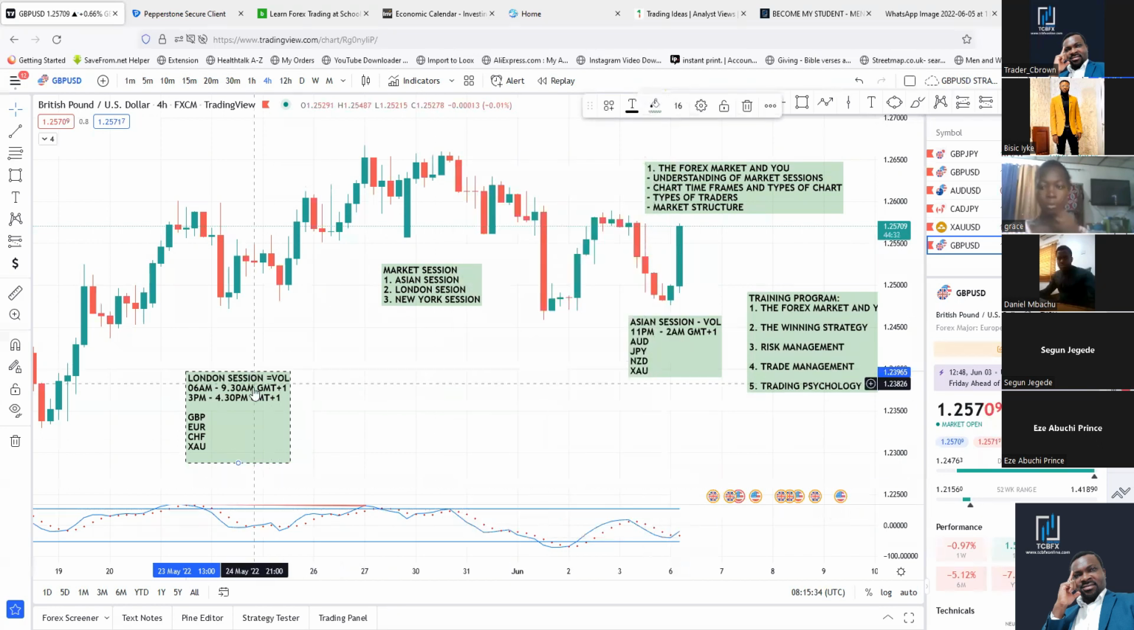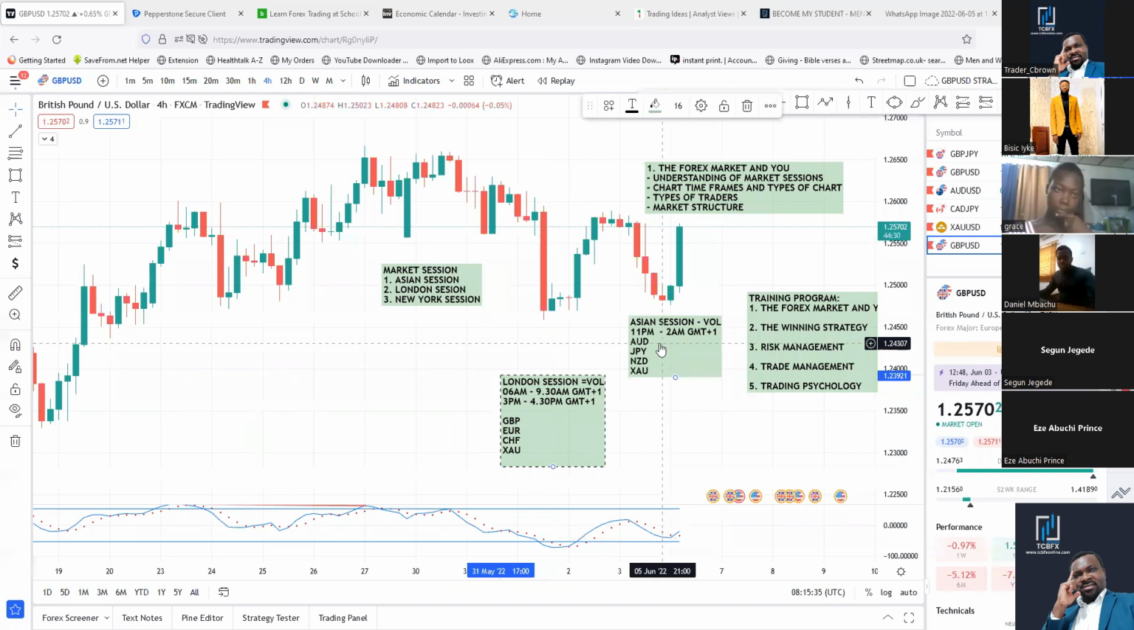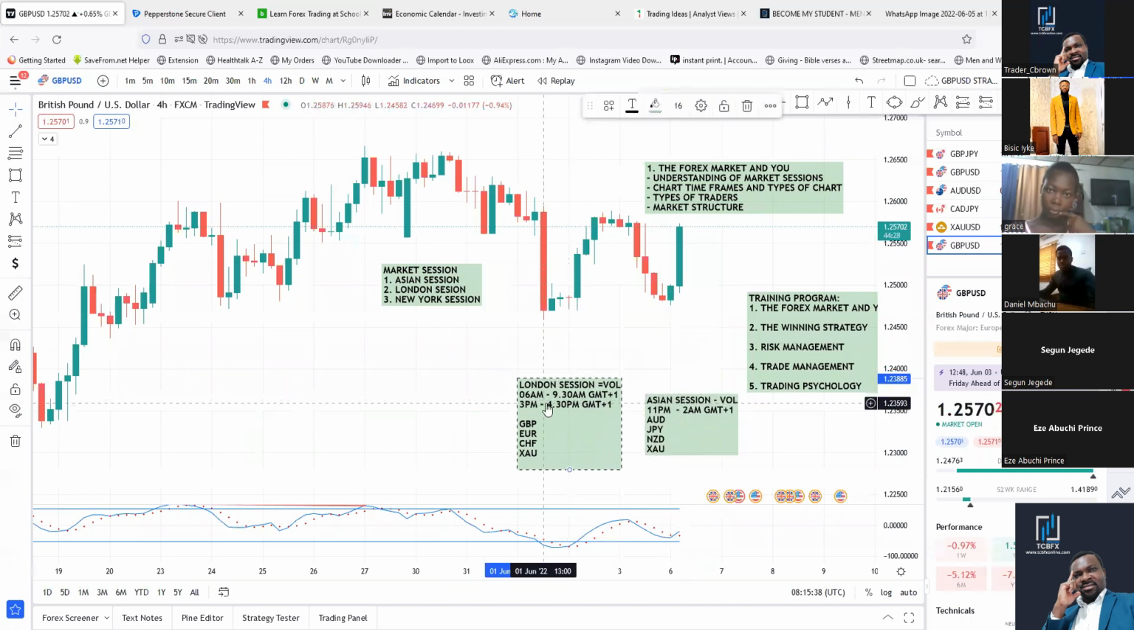Now, you see this? Are you seeing this now? This is London section. This is Asia section. These are the currencies that move, that are volatile in this section. Now, let's take the New York section.